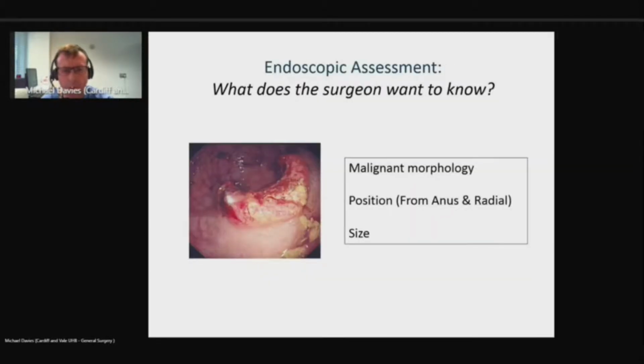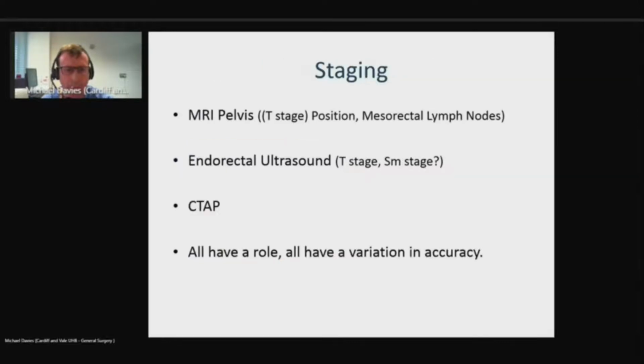What do I want to know from the endoscopic assessment? I want to know, does it look like a cancer? Has it got malignant morphology? Where does it lie in the rectum? How far from the anus? And also where on the circumference, because these can influence the management surgically. And what is the size of the lesion? And we'll come back to that later.